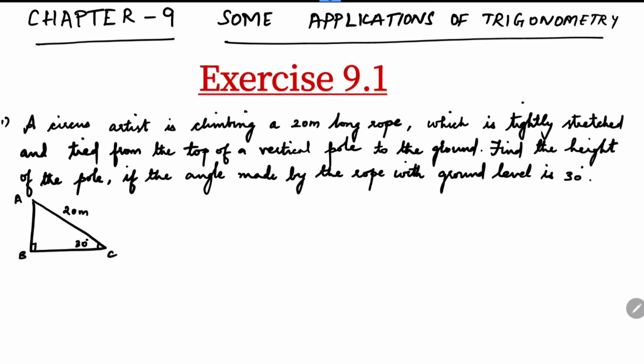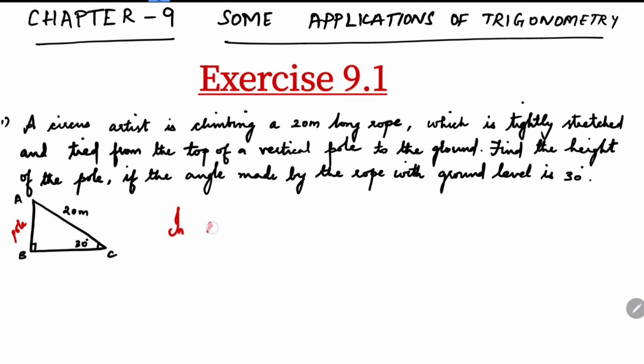They have given the triangle ABC. The rope is 20 meter. It is represented as AC and the pole is AB. The question they have asked us to find is the height of the pole, that is AB. In our trigonometric ratios, AC is the hypotenuse and AB is the perpendicular. Sin theta gives us opposite by hypotenuse, where our opposite is AB, the pole.